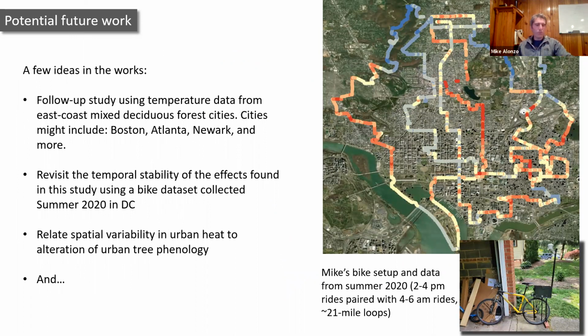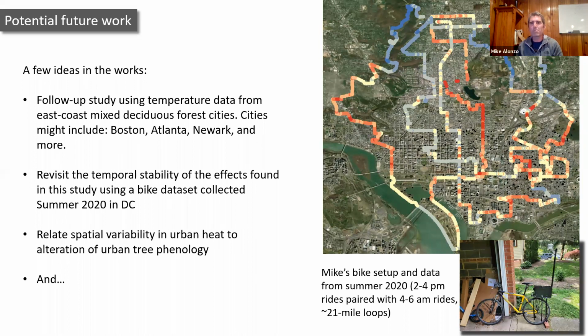So some potential future work that might be of interest to some folks: I'm starting to work again with Matt Baker and Vivek Shandas on turning the crank on some of these analyses in other cities. I think our plan is to stick with the mixed deciduous landscape, which may go to places between Atlanta and Boston and Newark and maybe over to Ohio. So places that have similar climatic conditions, but different urban morphologies and different latitude and whatnot, and see if the relationships that we found in DC hold up in other cities.